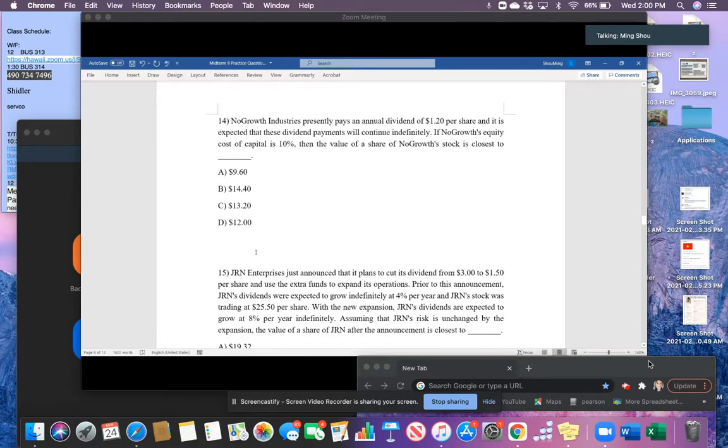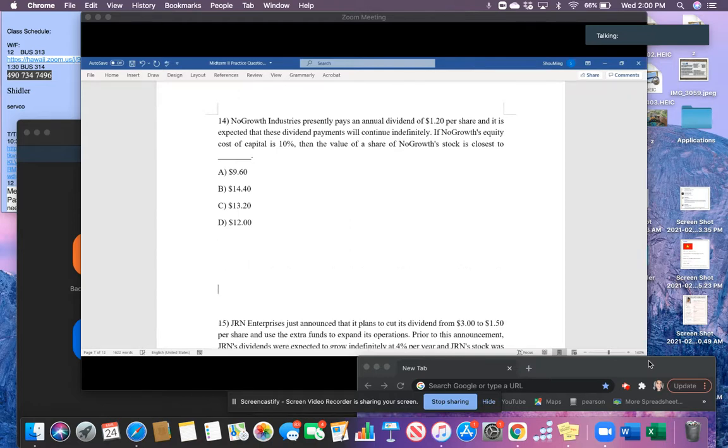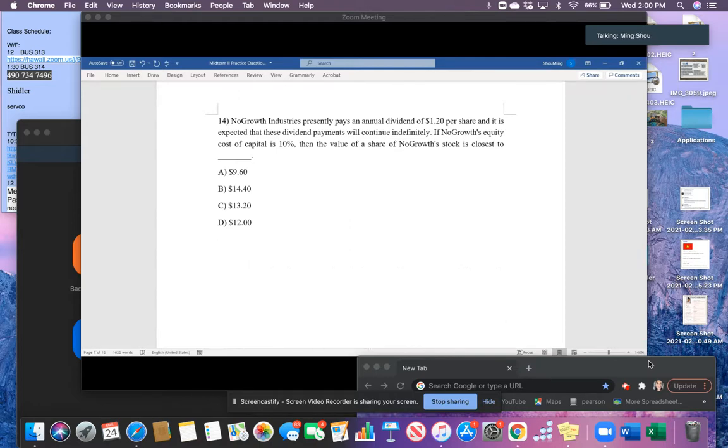Question 14. No growth industries presently pays an annual dividend equal to $1.2 per share, and it's expected that this dividend payment will continue indefinitely. So whenever you see a word something like forever, indefinitely, you should connect this question to perpetuity. If this company's equity cost of capital equals 10%, the question asks us, what is the stock price? What's the share value for this company?